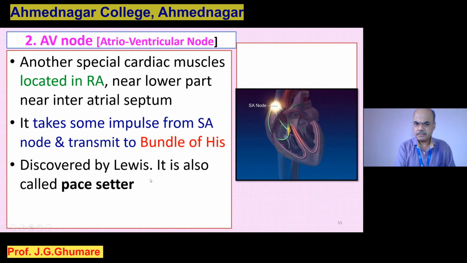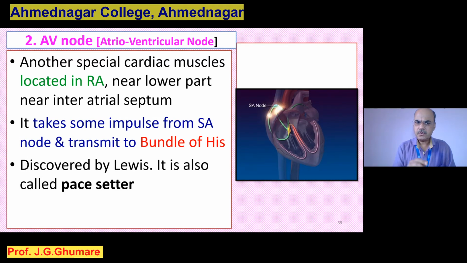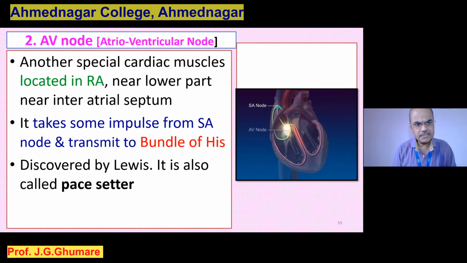Remember, this was discovered by a scientist named Lewis. The AV node is called the pace setter, because it will set the pace for the rest of the contraction of the heart, the contraction of the ventricle. So it is called a pace setter. I'll repeat, the SA node is called a pacemaker and the AV node is called a pace setter.